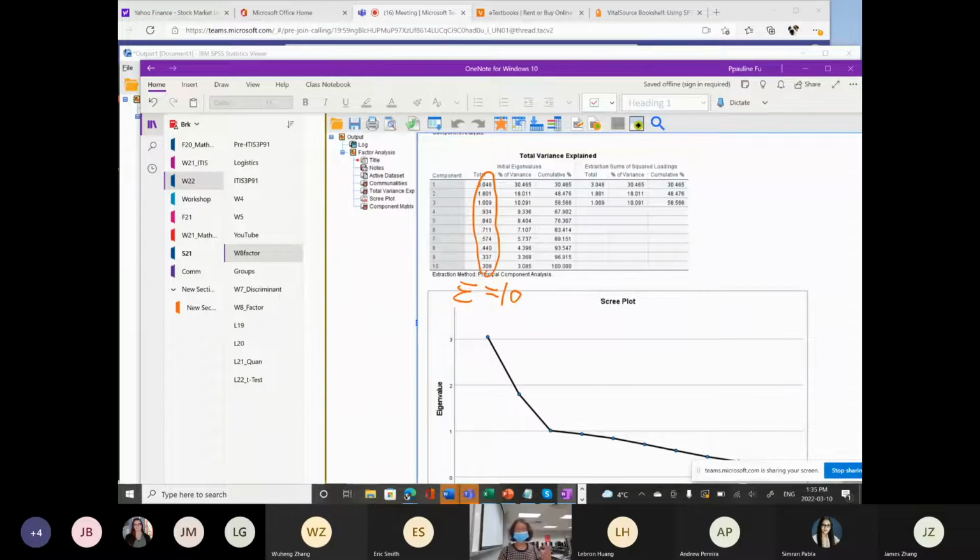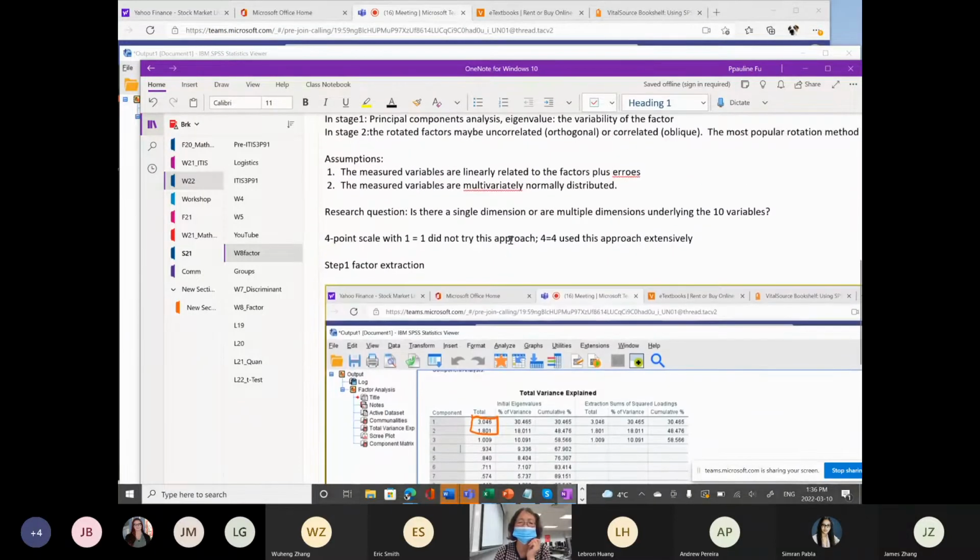Based on this, keep in mind our research question: how many factors, how many dimensions can we get from these 10 variables? Our cutoff value should be 1, but this number is 1.009, very close to 1. We need above 1. So above 1, there are just 2 numbers here. So it looks like we are going to extract 2 factors, 2 dimensions, or 2 constructs. And this conclusion matches our initial analysis.